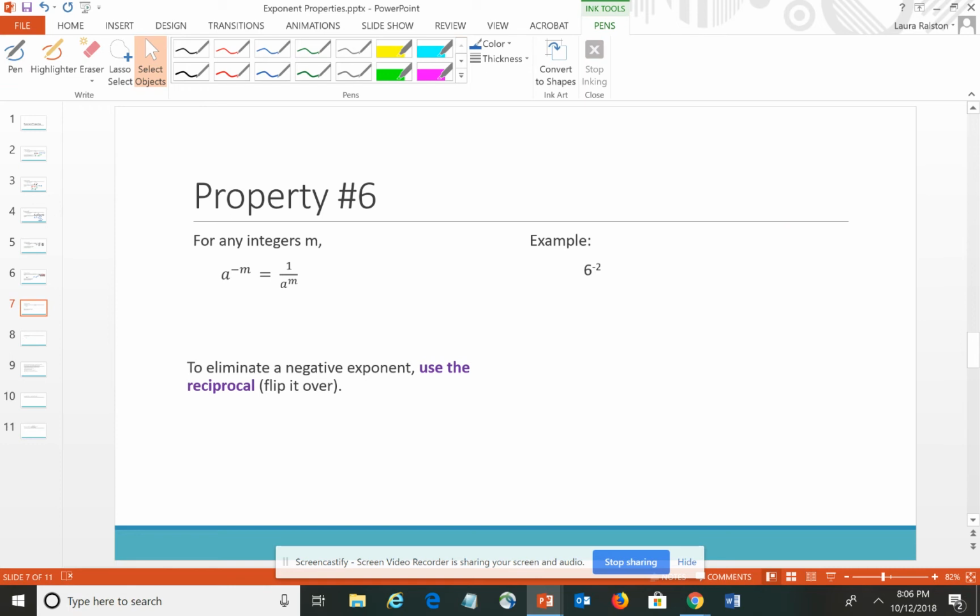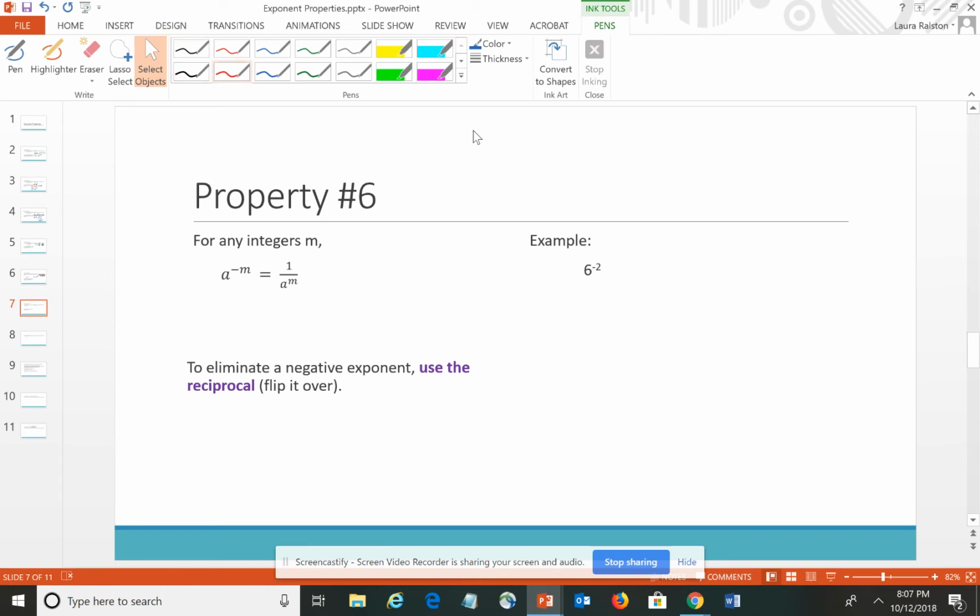It doesn't make sense mathematically to have a negative exponent. So if we have one, we have to force it, in a sense, to become positive. And the way you eliminate a negative exponent is you flip it over or use the reciprocal. I like to think about moving it upstairs or downstairs. If it's in the numerator, we're going to move it to the denominator. If it's in the denominator, we're going to move it to the numerator. It's kind of like a flip-flop.